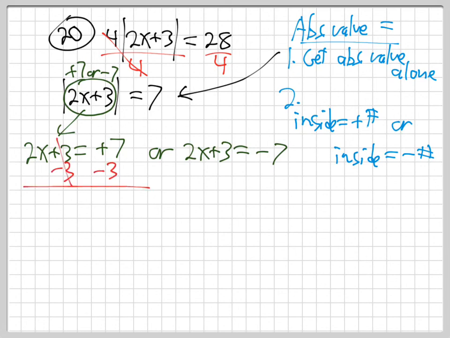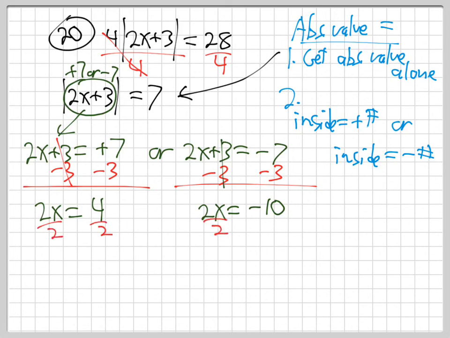Subtract 3 from both. Same thing here. Subtract 3 from both. So we get 2x is 4. Over here we get 2x is negative 10. Divide by 2. And we get x is 2 or x is negative 5. Those are our two answers. 2 or negative 5.